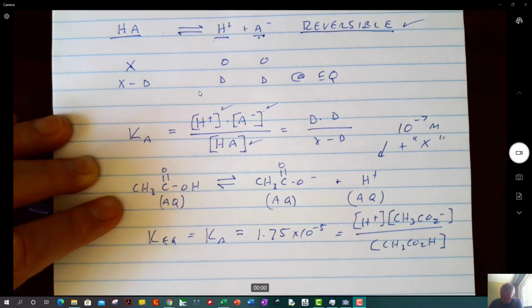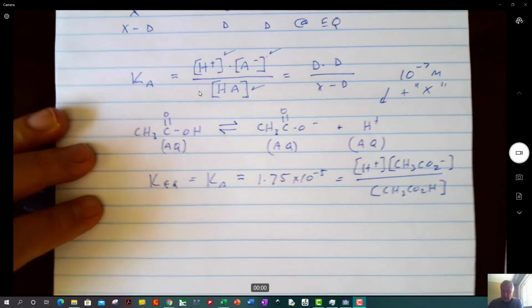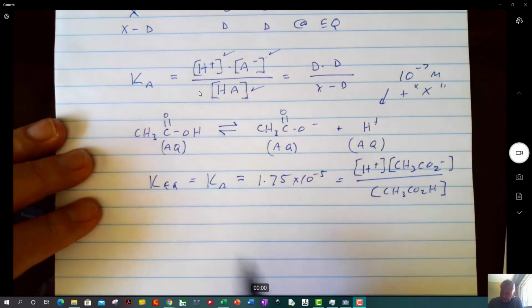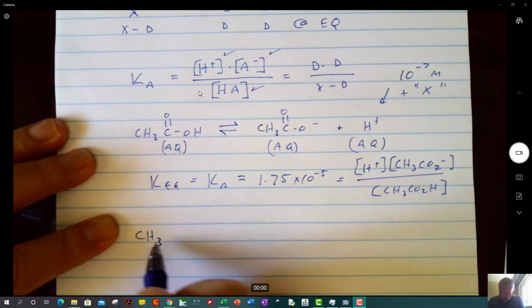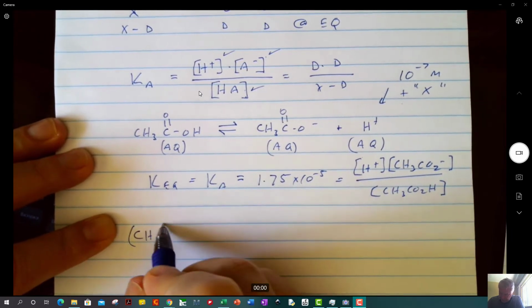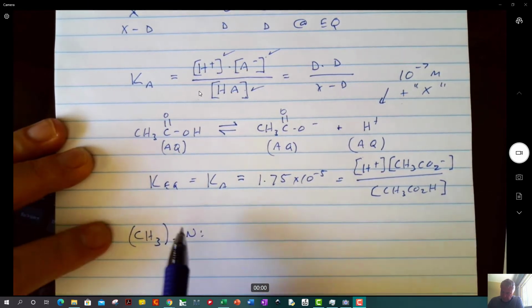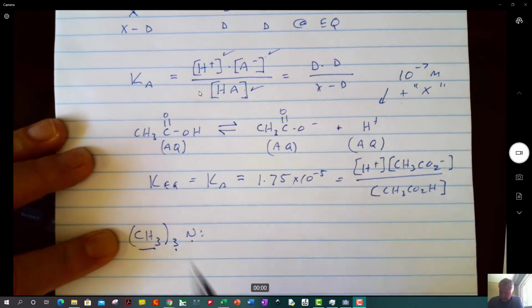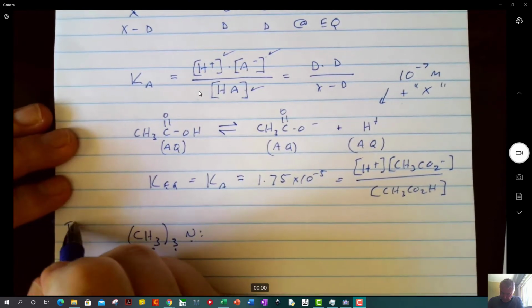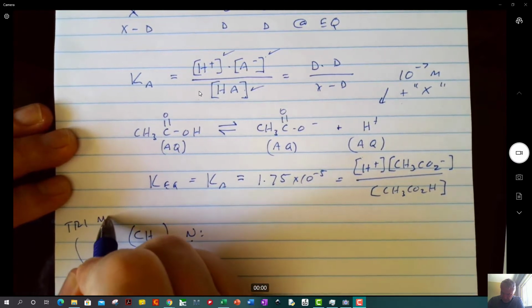Similarly, this is a good lesson as you're going forward. There's going to be bases, so there will be, for example, CH3 3N. What I've written here is trimethylamine. This is trimethylamine.